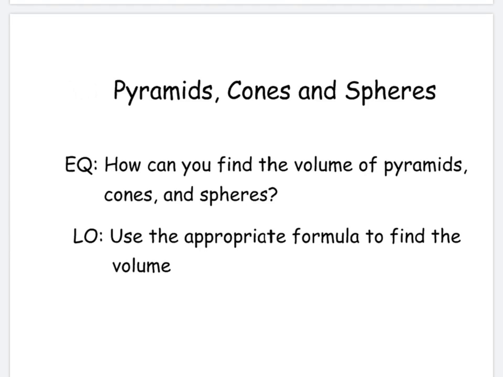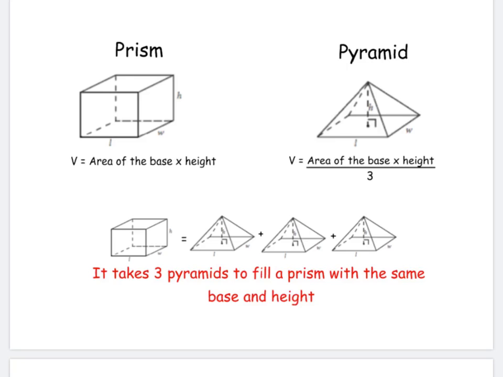This lesson is going to be looking at the volume of other types of three-dimensional figures, which are pyramids, cones, and spheres. The first thing we're going to take a look at is a pyramid. Pyramids are similar to prisms, where they have a polygon as a base, with the exception that pyramids come to a point at the top.